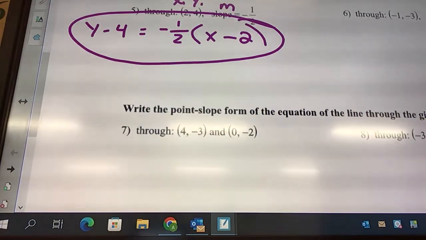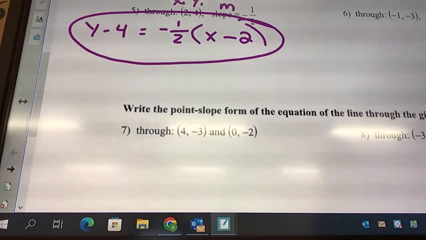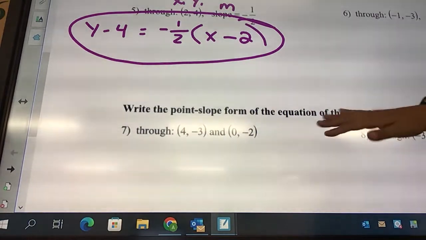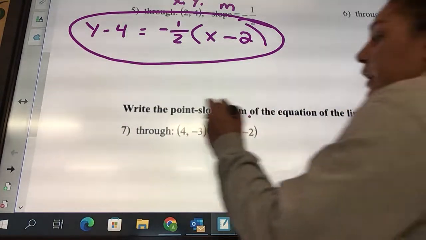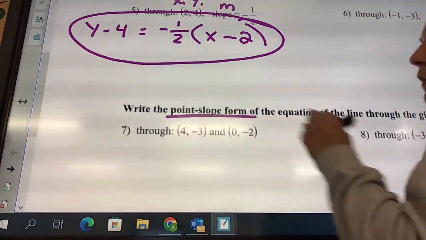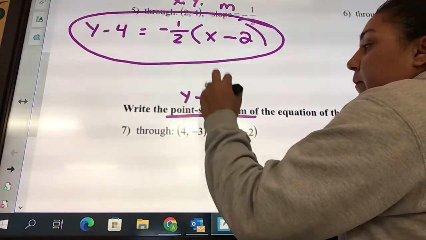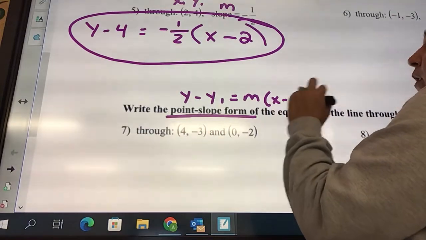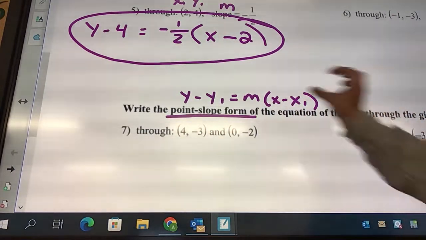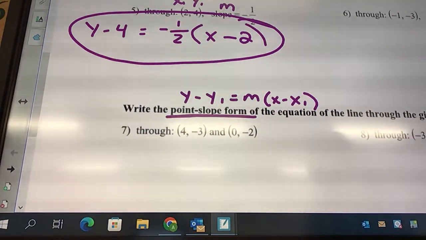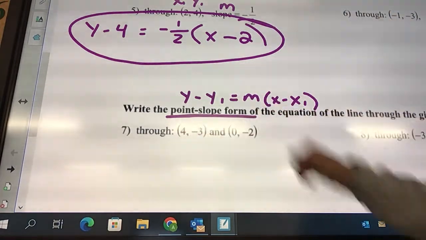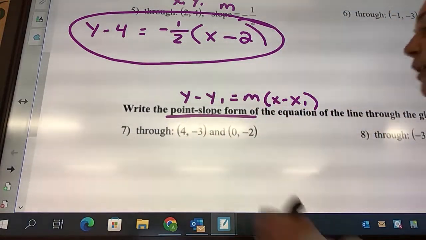So this one, the instructions say, write the point slope form of the equation of the line that goes through these two given points. So we need to write it in point slope form. Point slope form goes like this. So my answer should look like that. Now, that's what we need our answer to look like. Let's look at what we're given. Well, we're given points, so we need to label these.